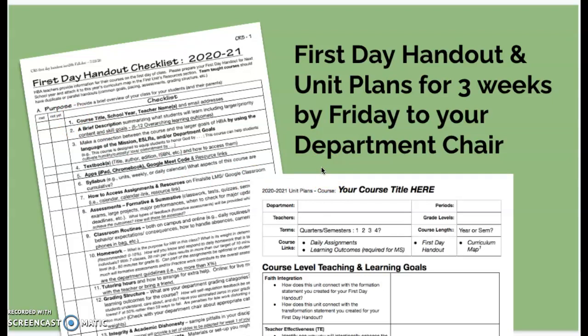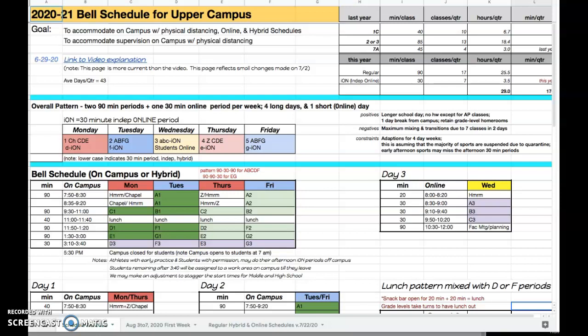I realize that many of you have multiple preps, so you may need to work out a different deadline with your department chair as needed. The main thing is we want you to think through the decisions that need to be made before instruction begins on Monday. Regarding the bell schedule, just a reminder that the overview of the schedule is linked to the index. Here's a video explanation of how it works.